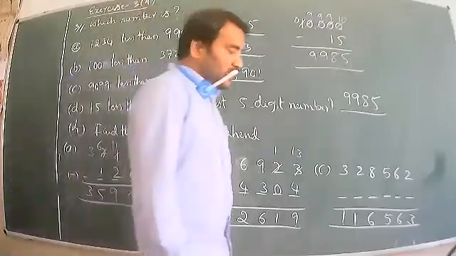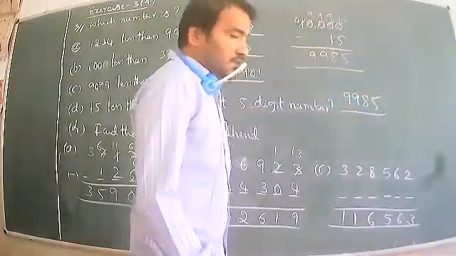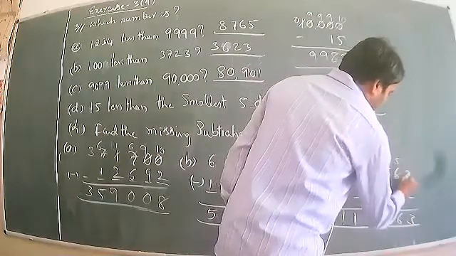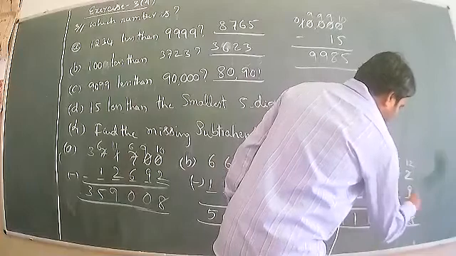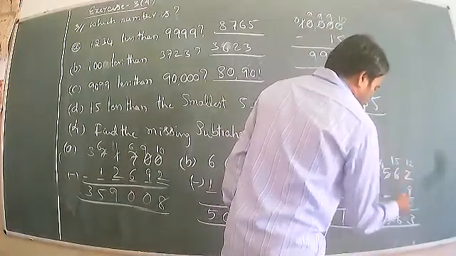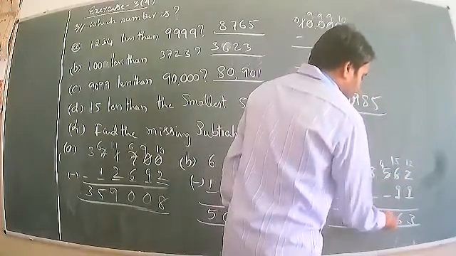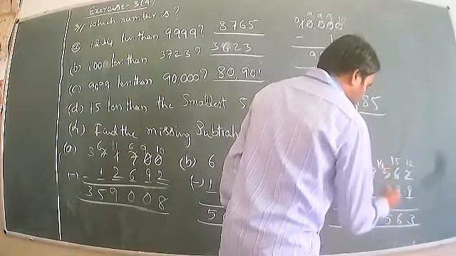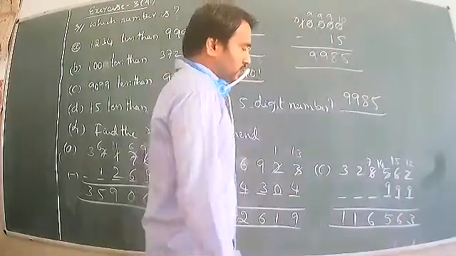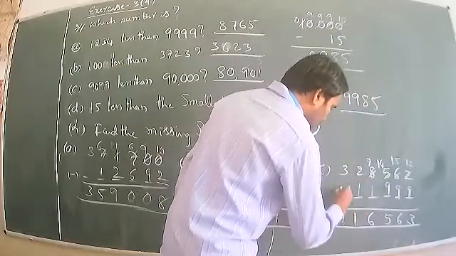Now I will go for this type of questions. 2 is not less than 3, carry. It is 5, it is 12. 12 less 3, 9. 5 is not less than 6, carry. It is 4, it is 15. 15 less 6, 9. 4 is not less than 5, take the carry. It is 7, it is 14. 14 less 5, 9. Next, 7 less 6, 1. 2 less 1, 1. 3 less 1, 2.